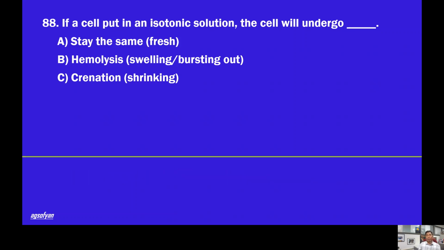88. If a cell is put in an isotonic solution, the cell will undergo blank: stay the same, hemolysis, or crenation. Choose your answer. It will stay the same. And usually the isotonic solution, also known as a buffer solution, is a solution that will not change the cell that is put in it.